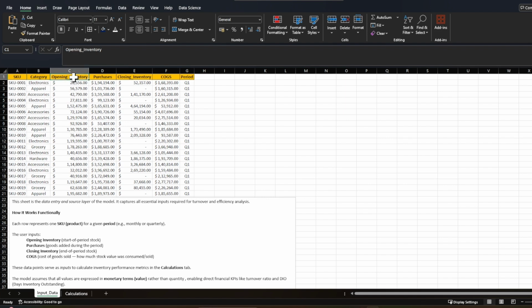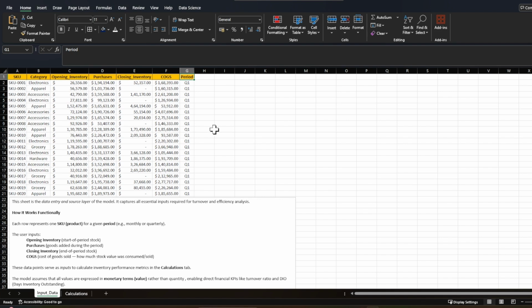What is your opening inventory, then how much purchase happened, and what is the closing inventory. But what is the period for these? This is the period, so this is the quarterly inventory sheet. In your case, if you want to do it daily, you can have daily. If you have weekly data available, you can do it weekly. If you have monthly data available, you can do it monthly as well. So you have here opening inventory, purchase, closing inventory, and your COGS.